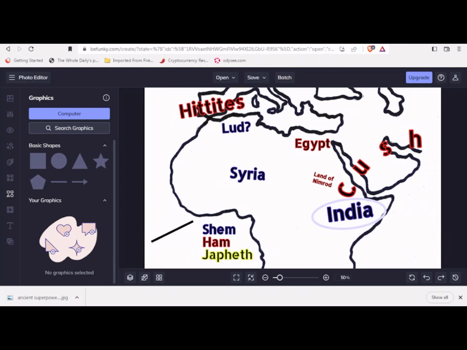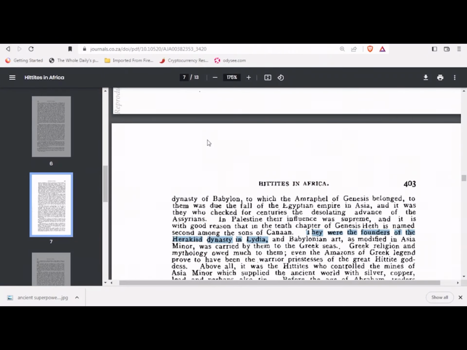I'd like to start with a quote from the source we were using in the previous video, Hittites in Africa. We didn't read this part. It says, the Hittites were the founders of the Heraclid dynasty in Lydia. So descendants of Hercules ruling over Lydia. Now that's why we did some mythology earlier on in the series, so we can try and understand this. So we put forward that theory with the Greek god Hercules, or the character in Greek mythology Hercules, more of a demigod. Could he be connected with the biblical Nimrod?